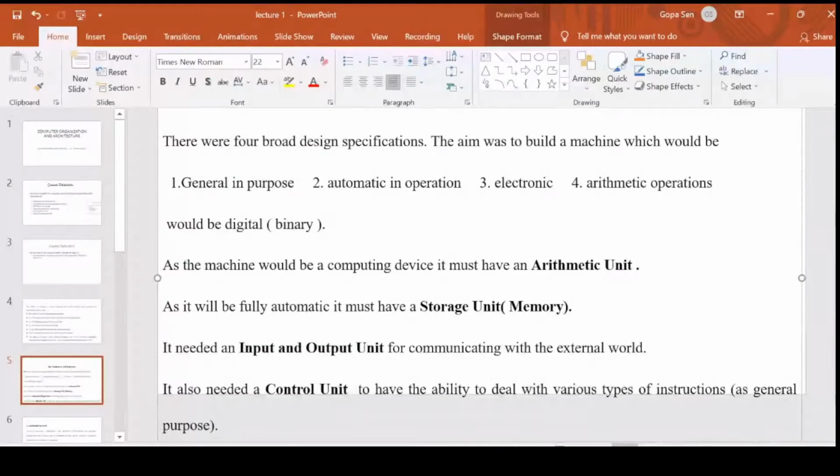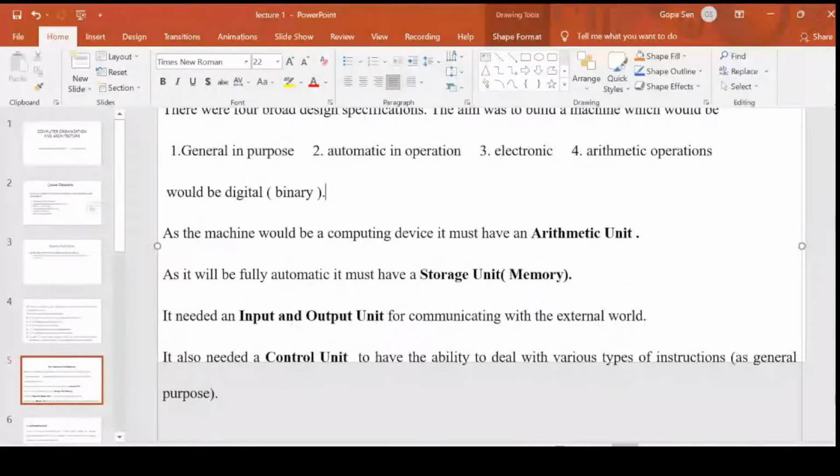Clear? Yes, ma'am. So these were the basic broad requirements, and according to the requirements, the basic units of the machine are these.